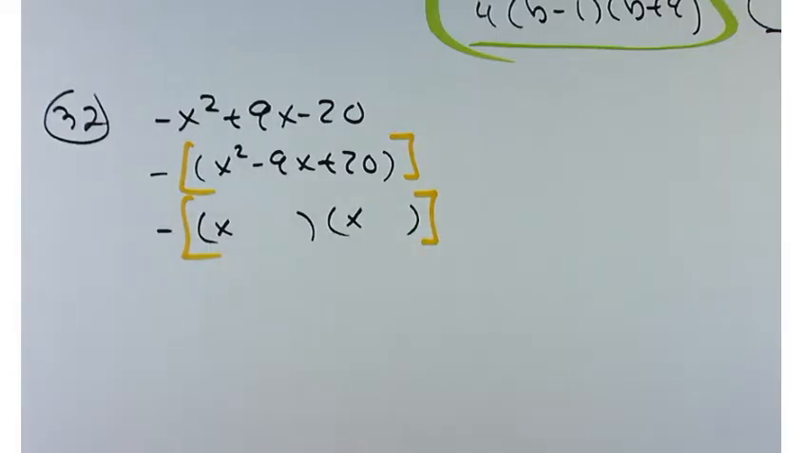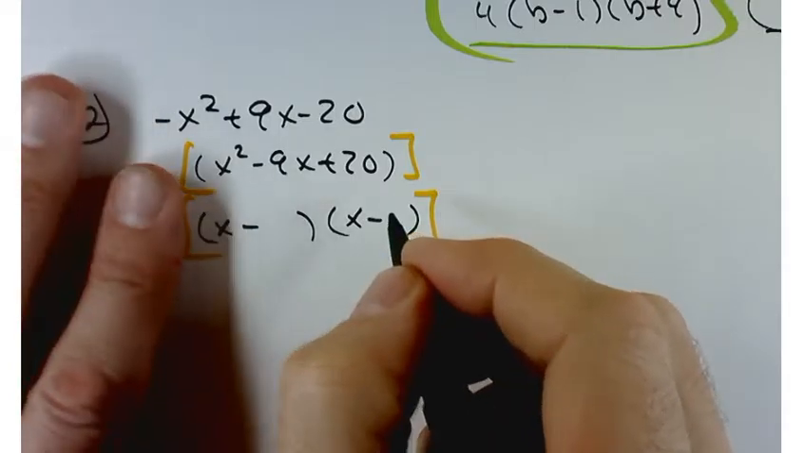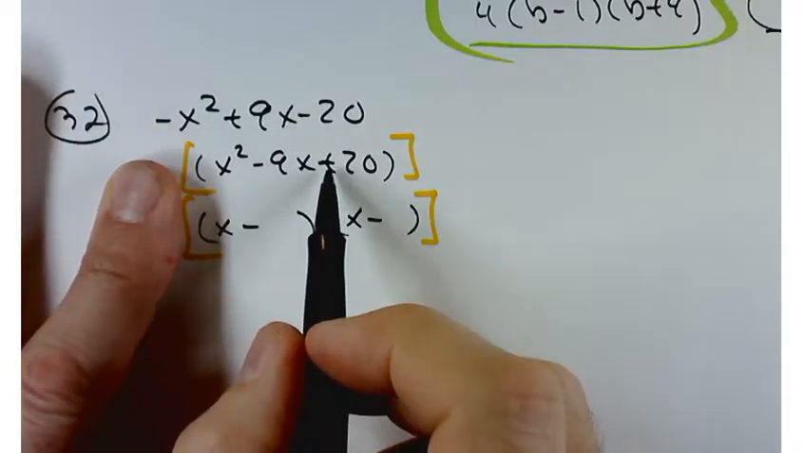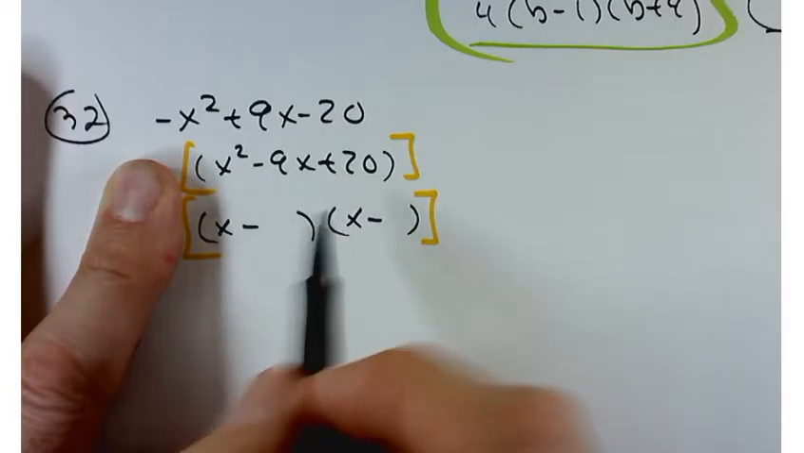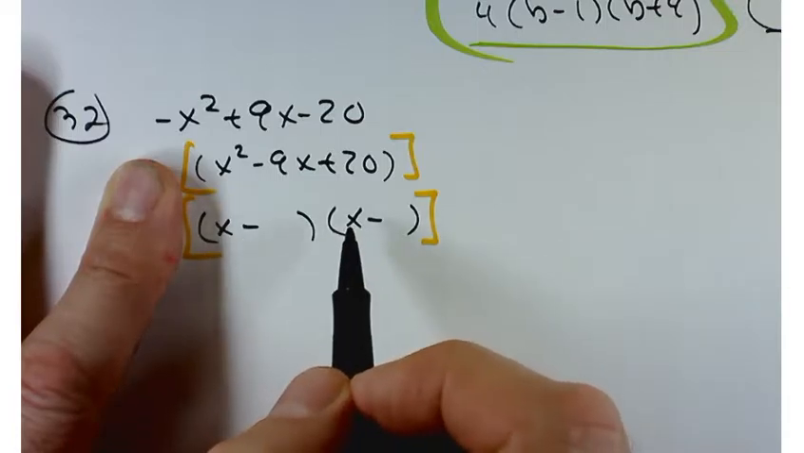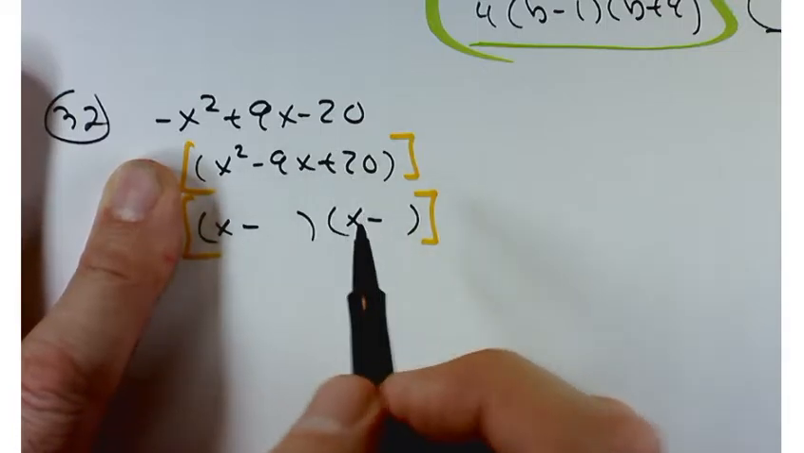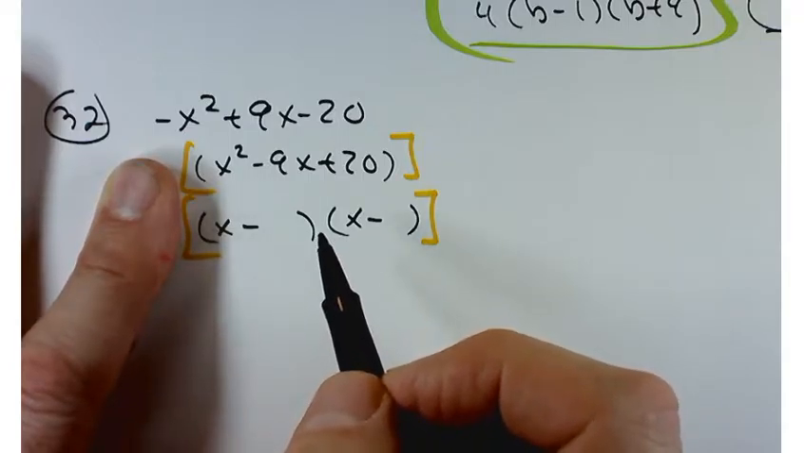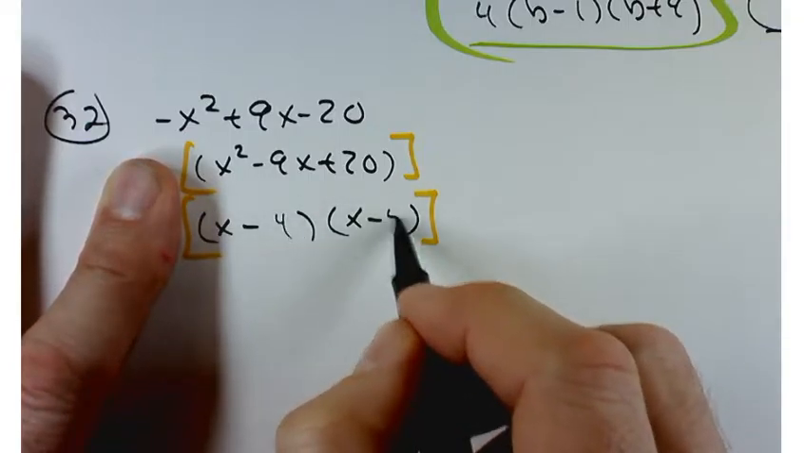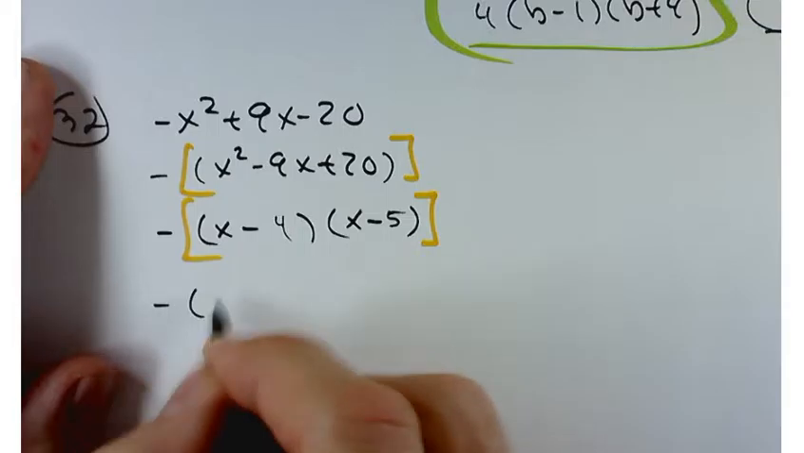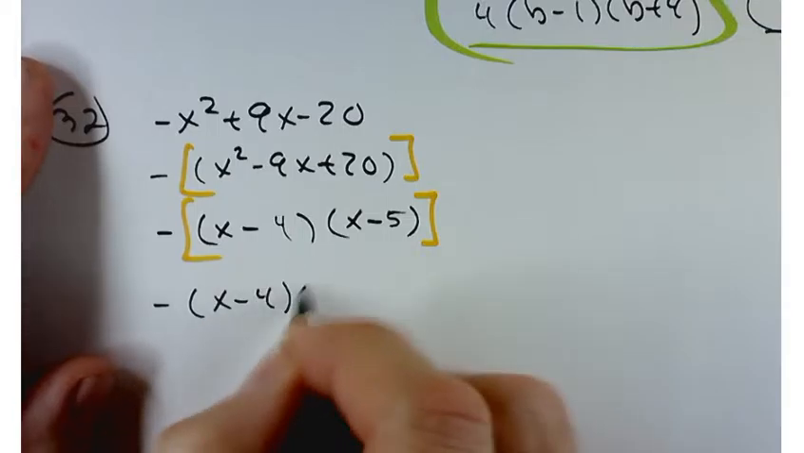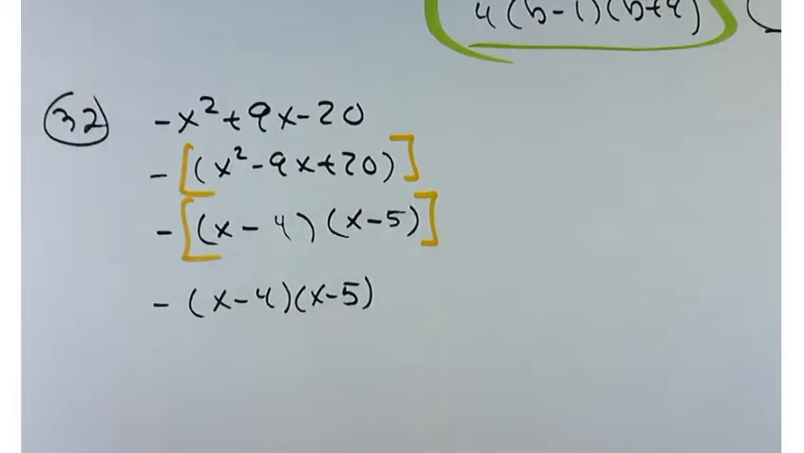An x and an x. What can you tell me about the signs here? Both negative, right? We're ignoring that negative out in front. If this is positive, both of these signs have to match. They're either both positive or both negative. They can't be one of each. One of each would make this number negative. What are those two numbers? 4 and 5. Or you could write it as minus x minus 4 times x minus 5. You don't need those brackets there.